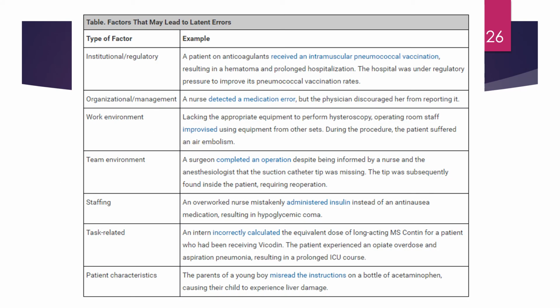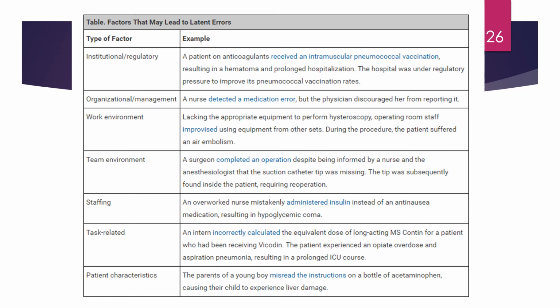In regards to factors that may lead to latent errors, this table is very important. So this is a hint, star for this table right here. In regards to different factors, we have many different factors out there that influence or may lead to latent errors. One of them is institutional regulatory. So for example, if you had a patient who was taking an anticoagulant and received an IM pneumococcal vaccination, and that resulted in a hematoma and a prolonged hospitalization, that might obviously be a problem, right?